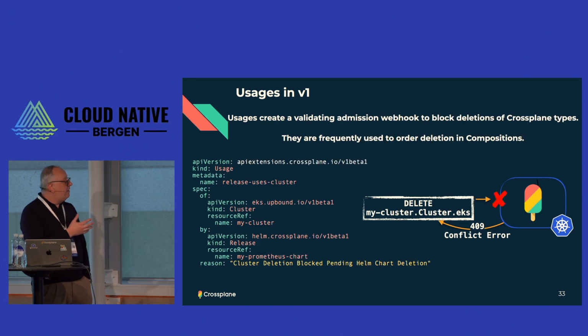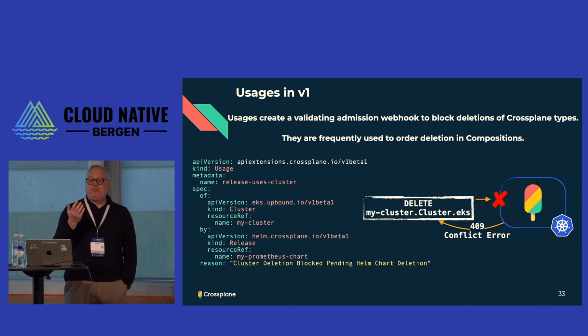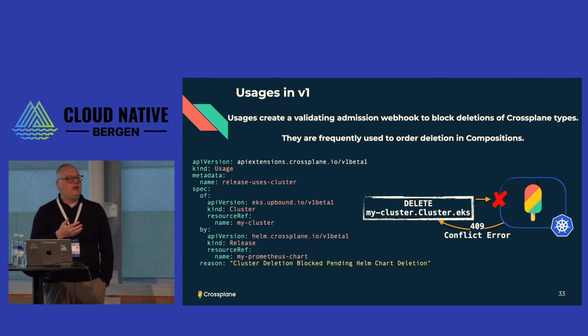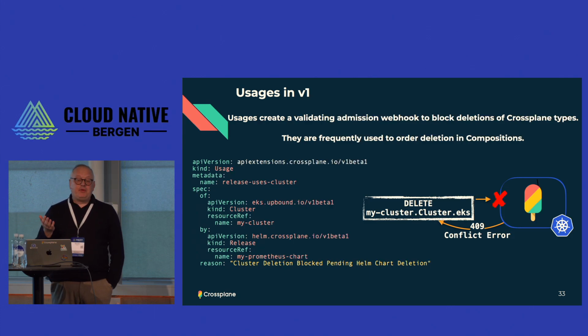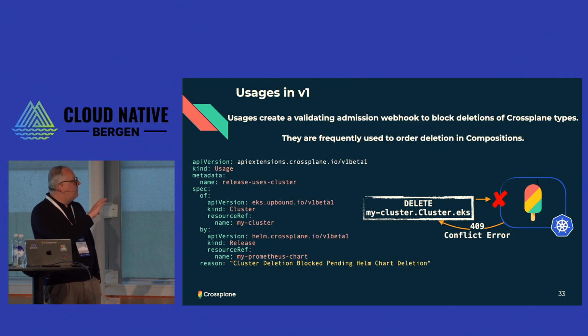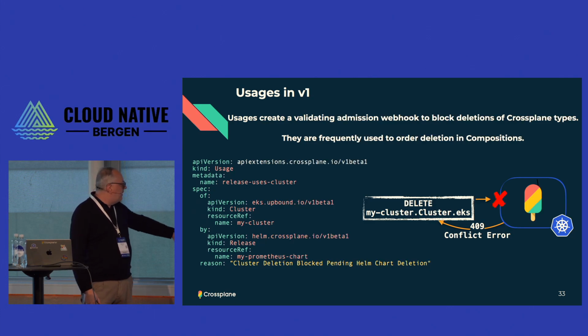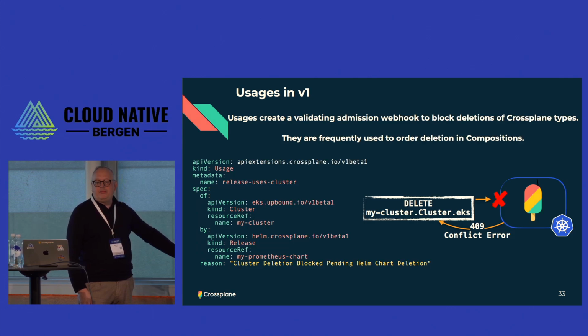I want to talk about something else. This is for folks who don't use Crossplane a lot. How do you order deletion, or how do you prevent deleting your entire infrastructure? This would probably be a good thing for most people. We have something called a usage kind, and in this case, we don't want to delete an EKS cluster until the Helm release that's provisioned on it goes away, right? Because otherwise we can't delete the Helm release because the cluster's gone and it's going to keep erroring out.